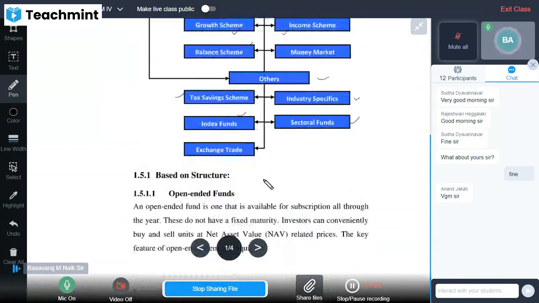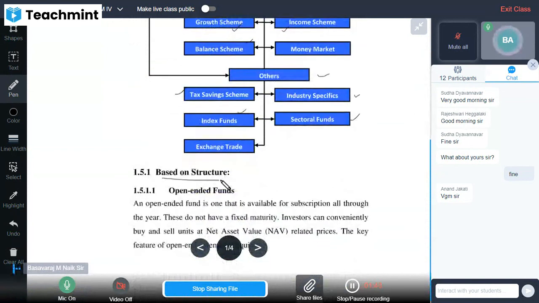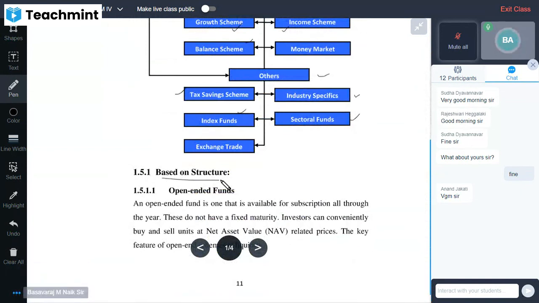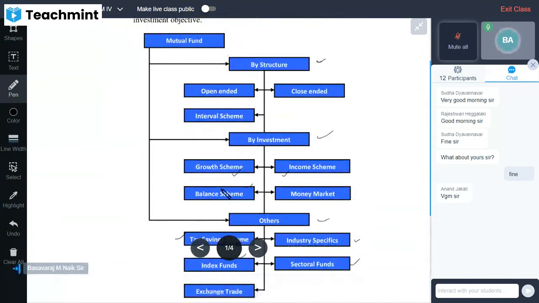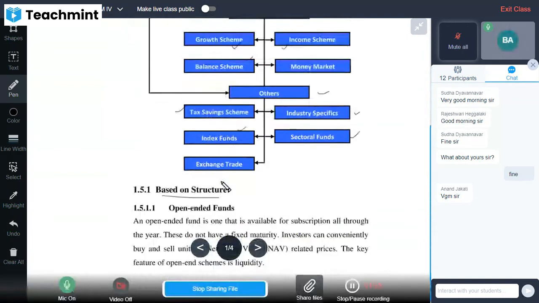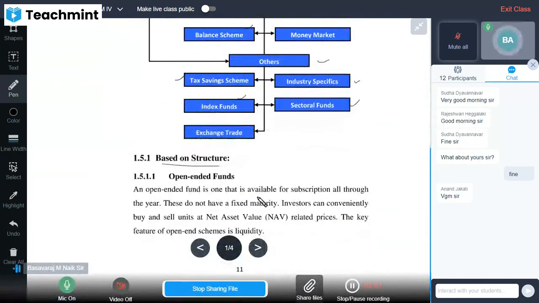So we will see, based on the structure, how the mutual funds are structured. According to that, they are classified into three categories: open ended, close ended, and interval funds. Open ended funds are available for subscription all through the year, in the sense that there is free entry and free exit. There is no restriction throughout the year. Anyone can subscribe to these units.